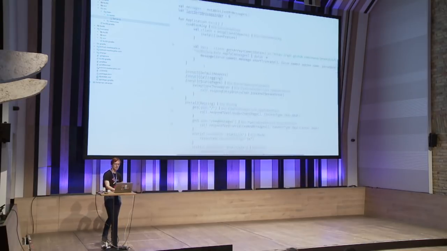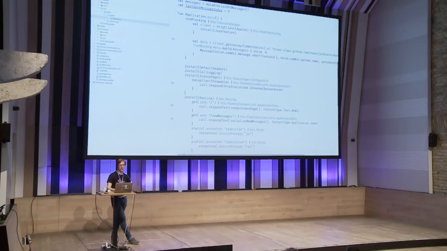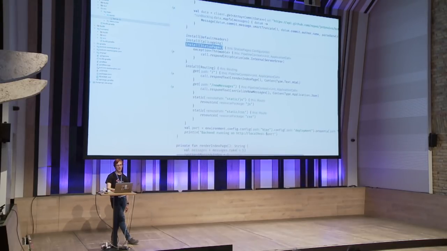And the library is really easy to use and really composable. Instead of just getting a huge set of features out of the box, you can pick and choose what you need. So in this case, I'm installing a number of plugins that give me status pages and headers and stuff like that. And this is the routing part. Here I say how I respond to calls to various endpoints. This is how I render the index page, and this is how I send the JSON for the new messages.